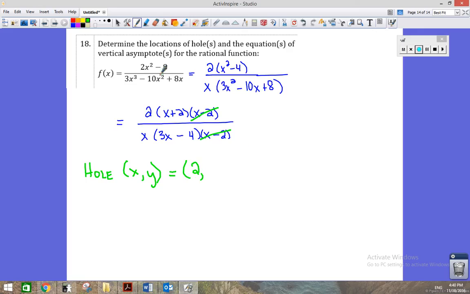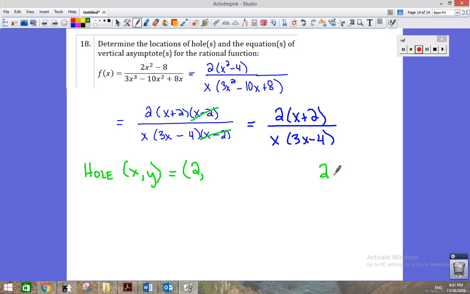Now, if I were to plug 2 back into the original expression, I would just get 0 divided by 0, and I don't want that. So I have to plug it back in to get my y coordinate. I use the reduced expression, this 2 times x plus 2, and this x times 3x minus 4. So if we plug 2 into here, what do we have?